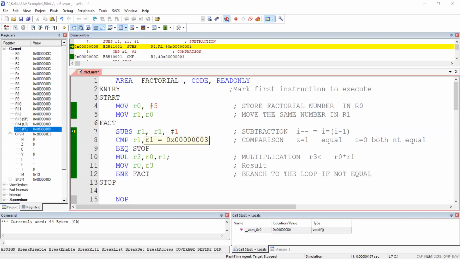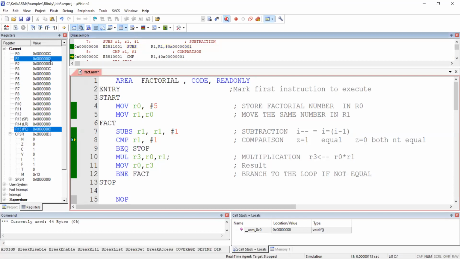So what is the work there? 3 minus 1. So what will be the answer? 2. Correct? So please observe here in the R1. So 3 minus 1, we have got a 2 there, right? So then comparison of 2 and 1. Are they equal? No. So it will not go to stop.